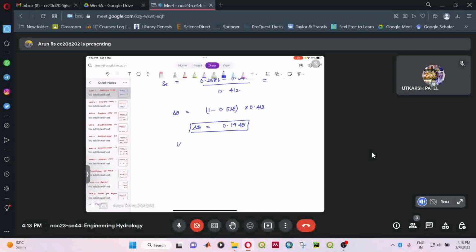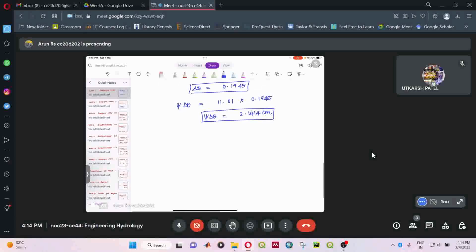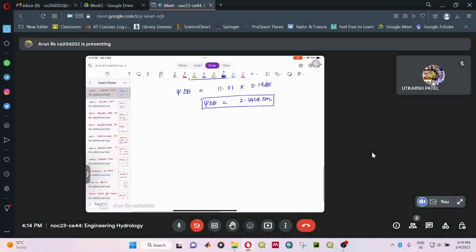Now we can find out psi delta theta. Psi is given as 11.01 multiplied by 0.1945. So your psi delta theta is equal to 2.1414 centimeters. So now we have calculated psi delta theta. So I'll just write down the rainfall and the time which is given.